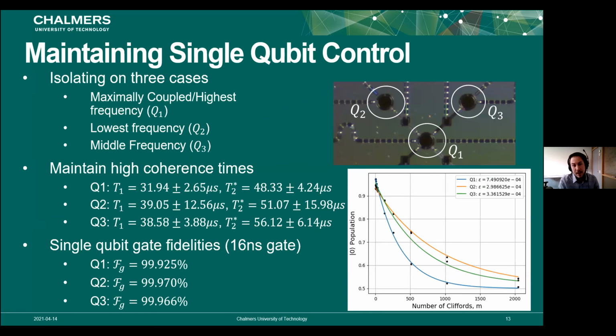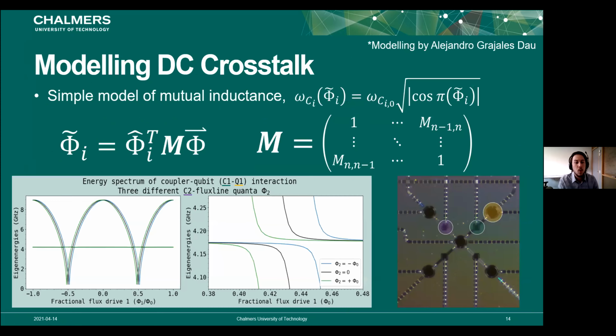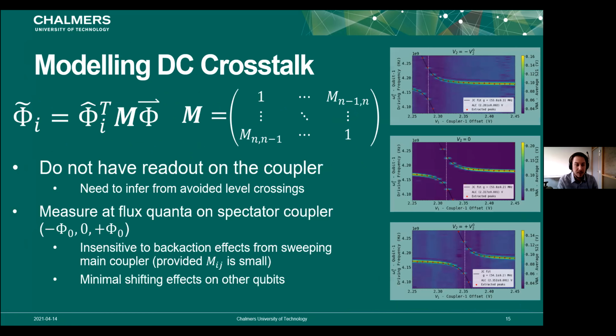So we've maintained our single qubit control. We have maintained some high T1s, and we're still getting good gate fidelities out of this. And more importantly, we're starting to see that our DC crosstalk is actually very small.